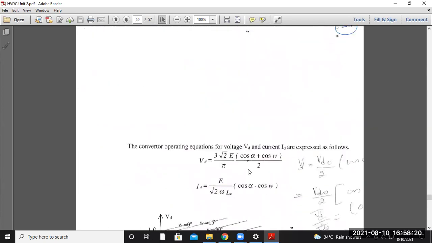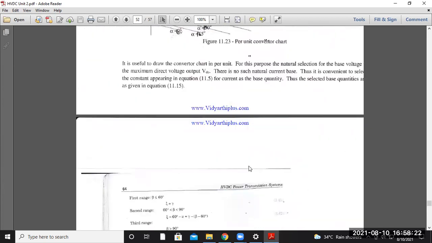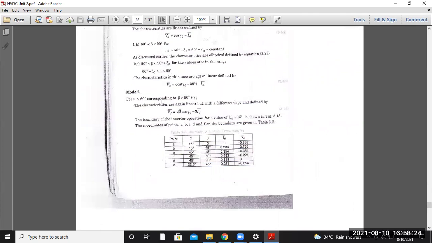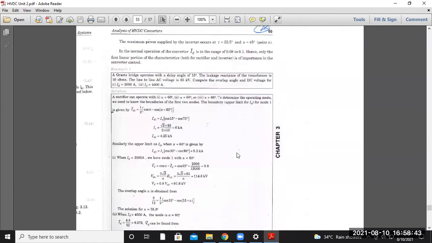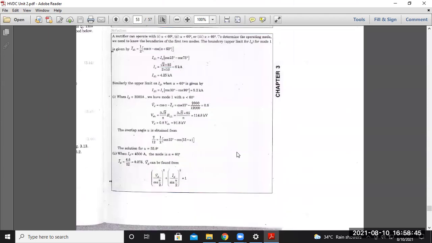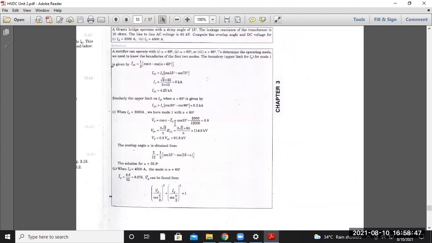They will be given. So from there we can see that for mode 2, when mu is greater than 60 degree, the points are A, B, C, then F, D, A. And for different values of gamma and mu, you will have different values of DC line current and DC voltage. Okay, these are some examples of the similar pattern.